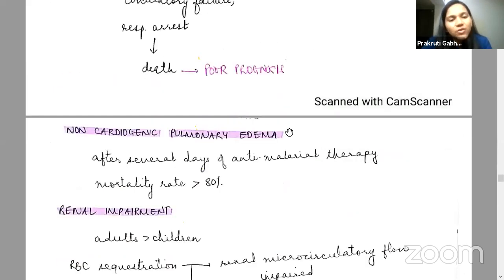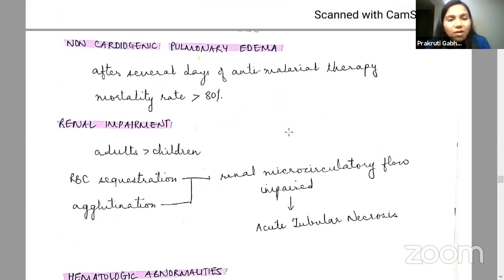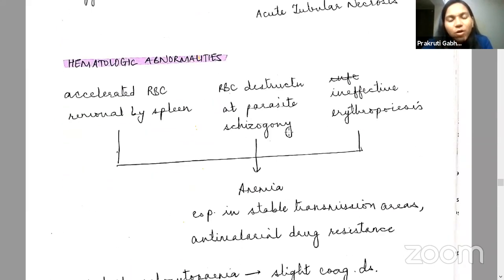The next is obviously non-cardiogenic pulmonary edema. And renal impairment, like we discussed, causes acute tubular necrosis because the microcirculatory flow of the kidneys is impaired. And there can be hematologic abnormalities. We've already discussed that we see anemia.